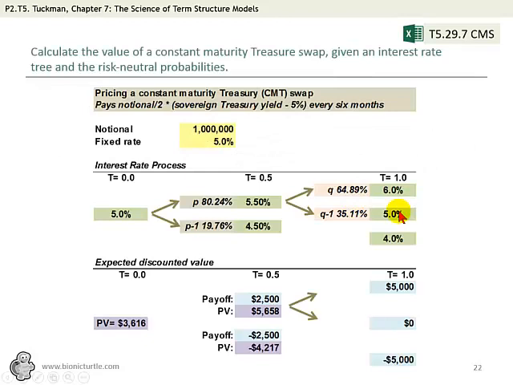We're asked about a constant maturity treasury swap. And here the assumption is that we're pricing a CMT swap that pays a notional divided by 2, because it's every 6 months, times the difference between the treasury yield and 5%, which we could call the swap rate, a fixed rate, or even a strike rate of 5%. We have an interest rate evolution with risk-neutral probabilities, and in this case it's only a 1-year swap. So that means we get out here to 1 year, and it's going to simplify the calculation of our payout.